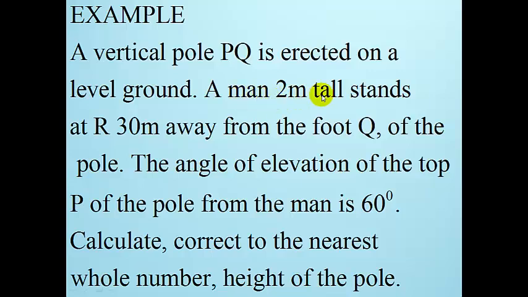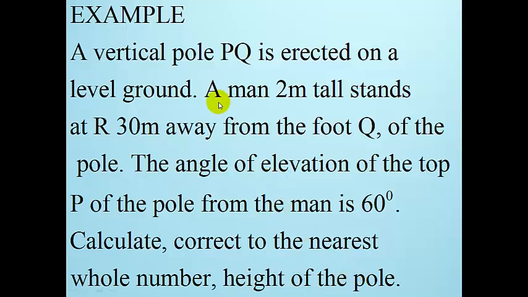A man 2 meters tall stands at R, 30 meters away from the foot Q of the pole. The angle of elevation of the top of the pole, P, from the man is 60 degrees. Calculate correct to the nearest whole number the height of the pole.